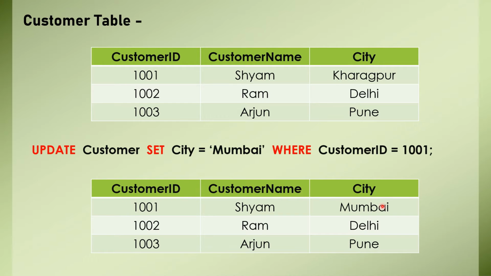Now our final table will look like this: 1001 Shyam, updated to Mumbai, and all the rest of the records are the same, correct? So I hope you got this thing. If you have any doubt regarding this example, please comment down below. I will definitely try to help you out.